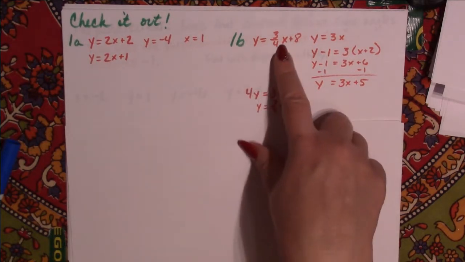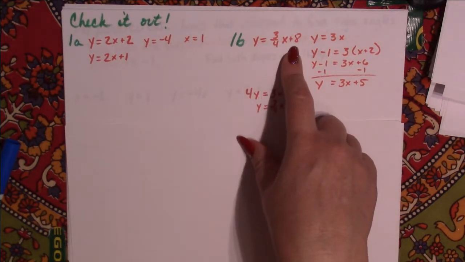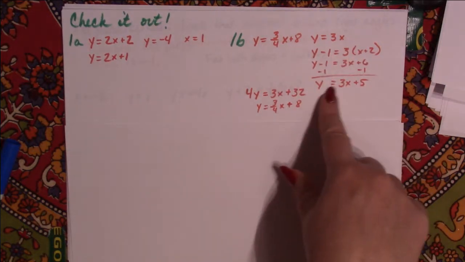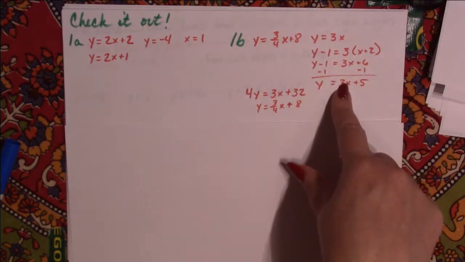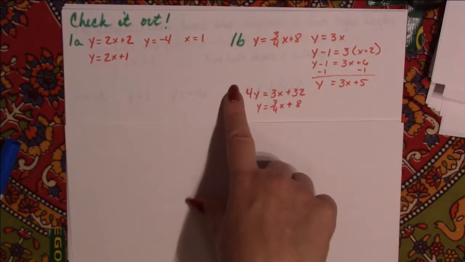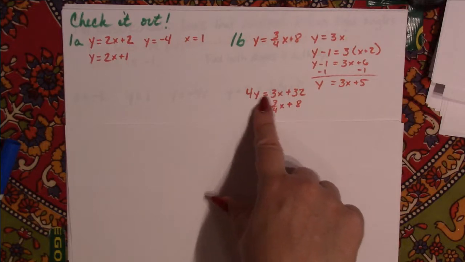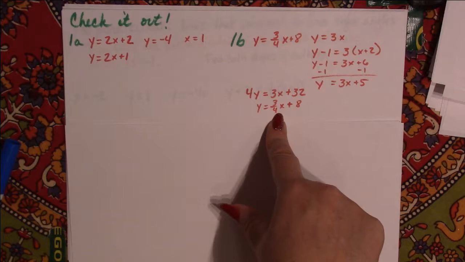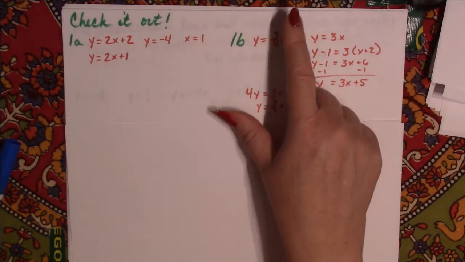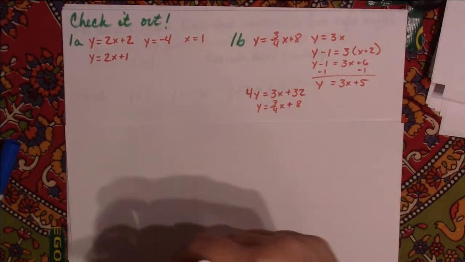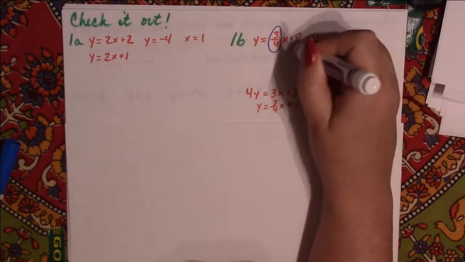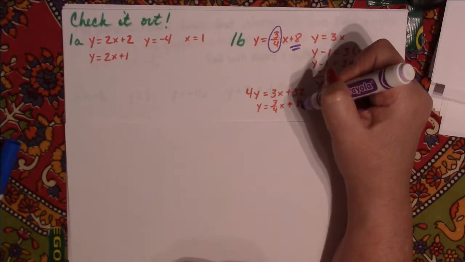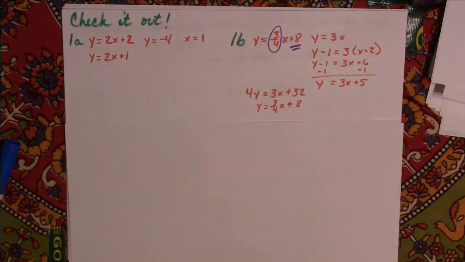With 1b, I've got y equals 3/4 x plus 8. I've got y equals 3x, and this one ends up being y equals 3x plus 5. So these two are parallel. And -3x plus 4y equals 32, I've changed around and, lo and behold, it ends up being y equals 3/4 x plus 8. It is actually the same line as this, because not only does it have the same slope, but it's also got the same y-intercept, which means it shows up exactly on the same spot. So these are identical lines.